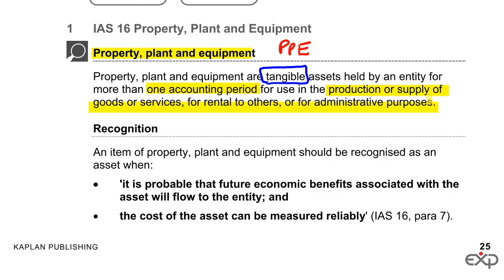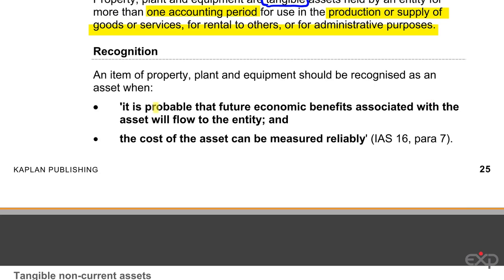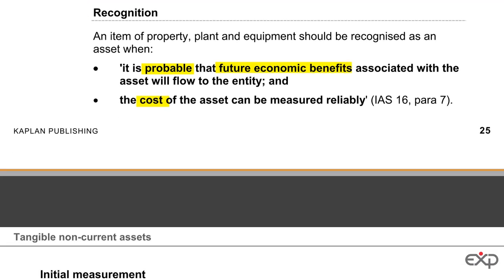Now, PPE can only be recognised when it's more than likely, probable, that future economic benefits are going to flow to the entity. Now, what we mean by that is we're going to get some form of benefit from it. It's going to help us generate revenue, for example. And we can determine and measure its costs reliably. In other words, we know how much it cost us.